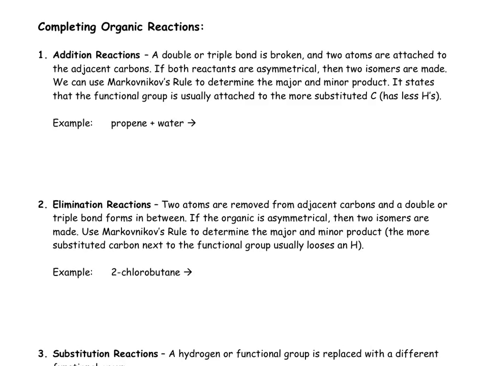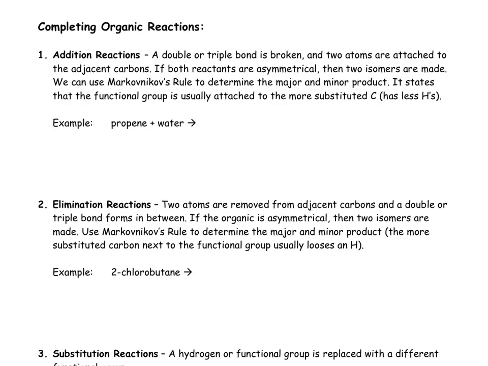So our first reaction is called an addition reaction. Remember, they occur when a double or a triple bond between two carbons is broken and two atoms are attached to your organic compound. Now they're always attached to adjacent carbons, one on either side of where the double or triple bond used to be. Usually this is a pretty straightforward process, but there is a complication. If both of the reactants are asymmetrical around the bond that's being broken, then two isomers are made as products.